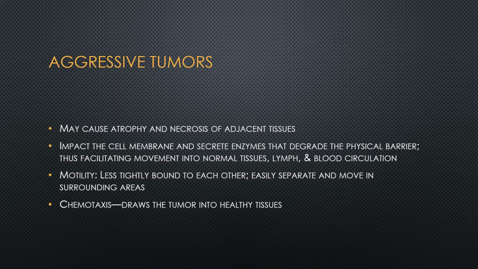Aggressive tumors may cause atrophy and necrosis of adjacent tissues. They impact the cell membrane and secrete enzymes that degrade the physical barrier, thus facilitating movement into normal tissue, lymph, and blood circulation. Motility means they're less tightly bound to each other, so they easily separate and move into surrounding areas. Again, they don't have any boundaries that are limiting to them. Chemotaxis, again, is what draws the tumor into healthy tissue.